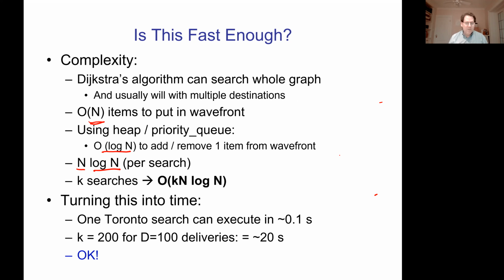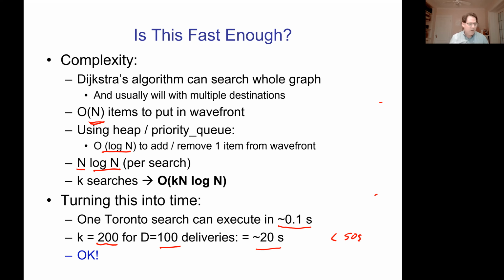Let's turn it into time. We can execute a Dijkstra's algorithm on Toronto in around 1/10 of a second. So if k equals 200, because we have 100 deliveries, so that's one of our bigger problems, if I multiply this out, then we've got about 20 seconds. So it's going to be okay. That's less than our 50 seconds time budget. It's not hugely less.